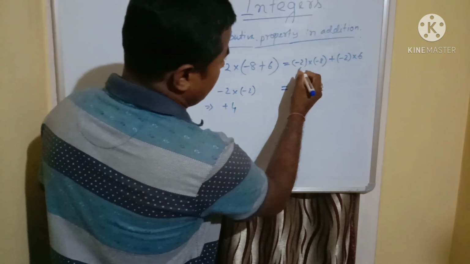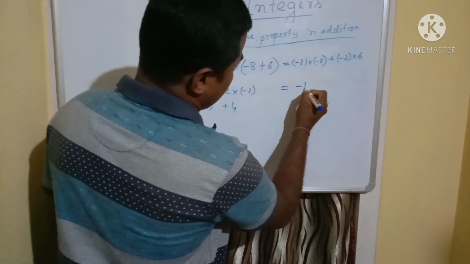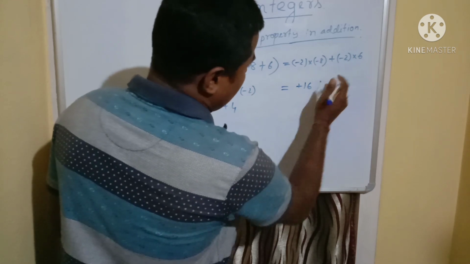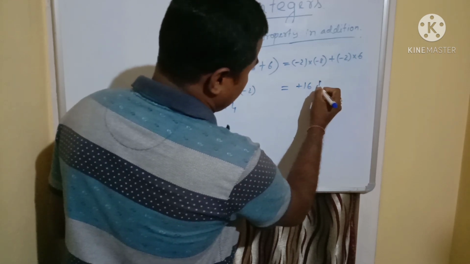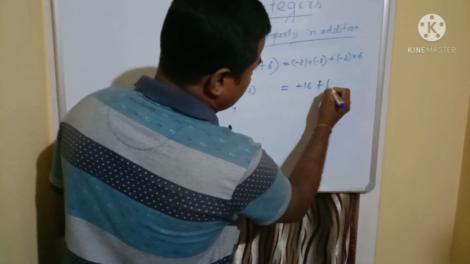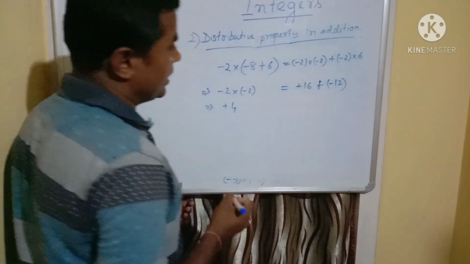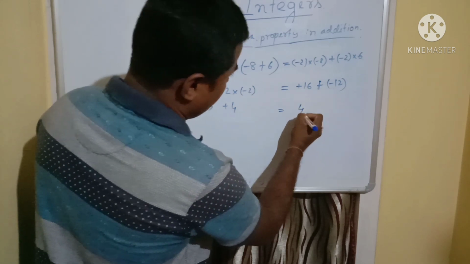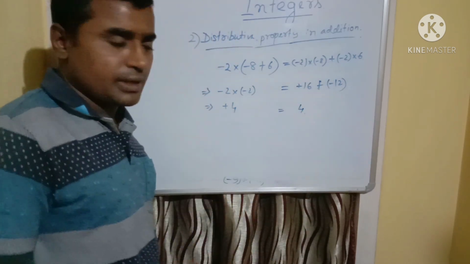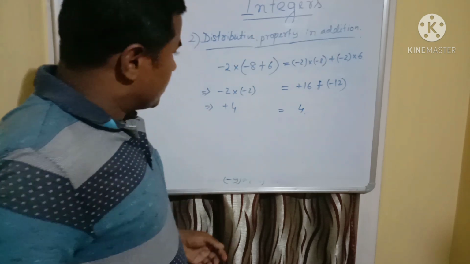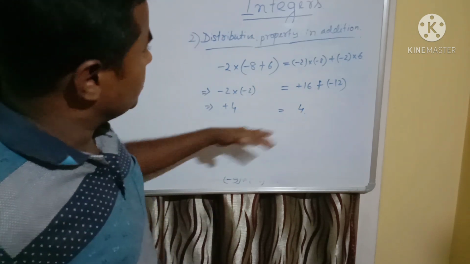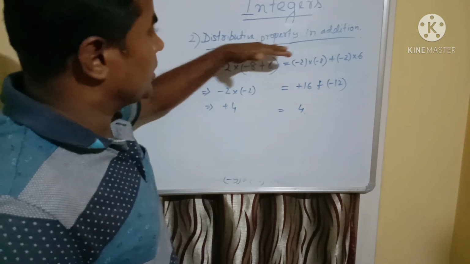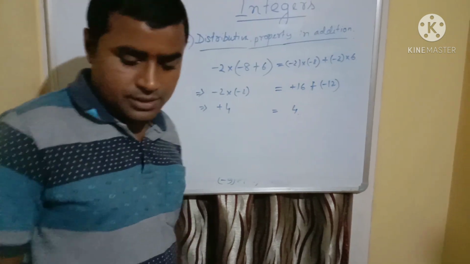And on the right side what do you get? Minus 2 into minus 8 plus 16, and here it is first you take plus sign, minus 3 is minus 12, and plus 16 and minus 12 you get 4. 4 equal. So from this conclusion we get that integers are closed under distributive property in addition.